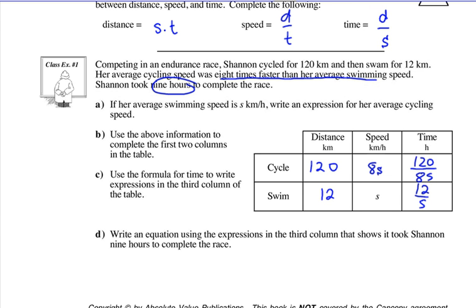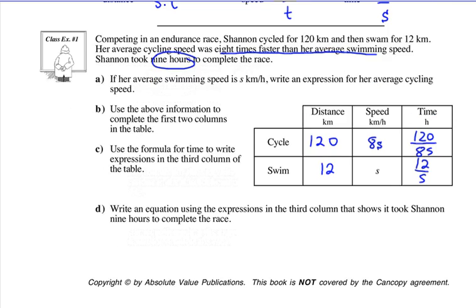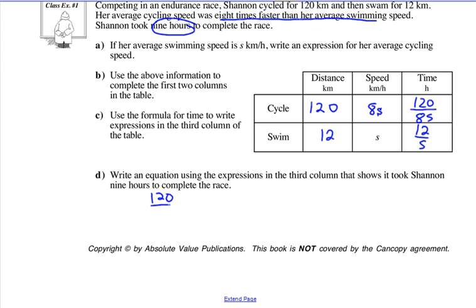So they have to tell us something about the time. What did they tell us about the time? How long did it take her to complete the race? 9 hours. What are we going to do with these two values then? If it's a total of 9 hours, add them together. Her time cycling plus her time swimming is going to equal 9. So let's make that formula. 120 over 8S plus 12 over S equals 9 hours. Cool.